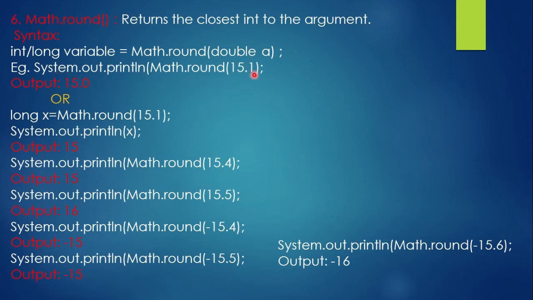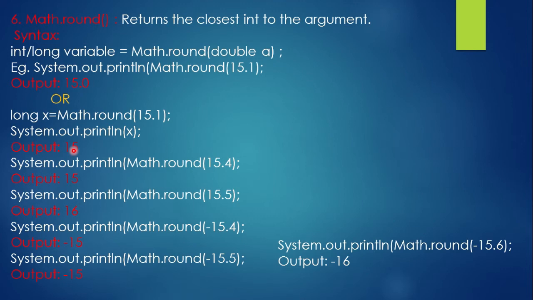System.out.println math.round 15.1. In mathematics, when you do rounding off, 0.1, 0.2, 0.3, 0.4, 0.5, this way you can write up to 0.9. Your rounding pattern was 0.4 and below goes to the number itself, and 0.5 onwards goes to the next number. Here also it is the same. 15.1 means you will get 15.0. Now long x is equal to math.round 15.1. Now your answer will be 15.